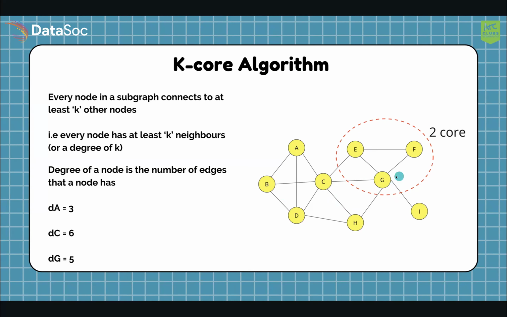A degree means the number of edges that a node has. Let's say the degree of this node A would be 1, 2, 3, right? It's got 3 edges. The degree of C would be 1, 2, 3, 4, 5, 6. Degree of G would be 1, 2, 3, 4, 5, right? And if you take this small subgraph, this could count as a two-core graph because E is connected to G, F is connected to E, and G is connected to E and F.